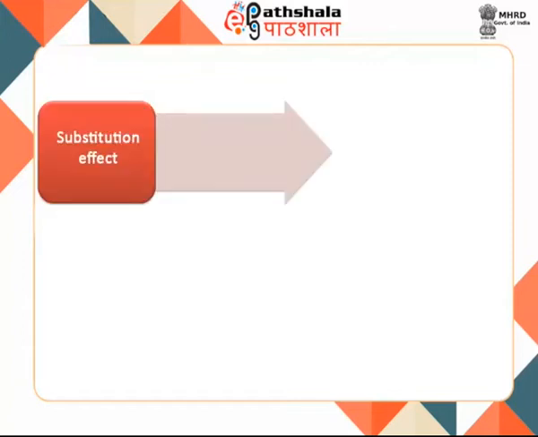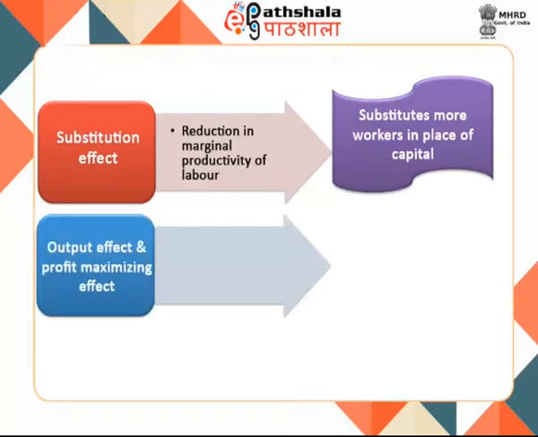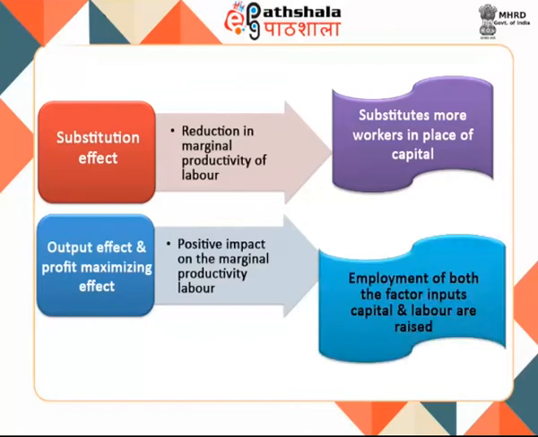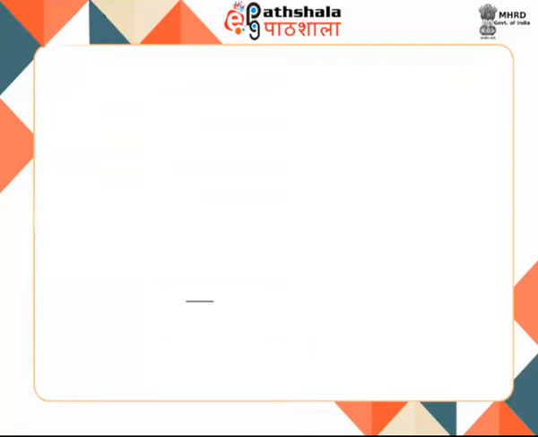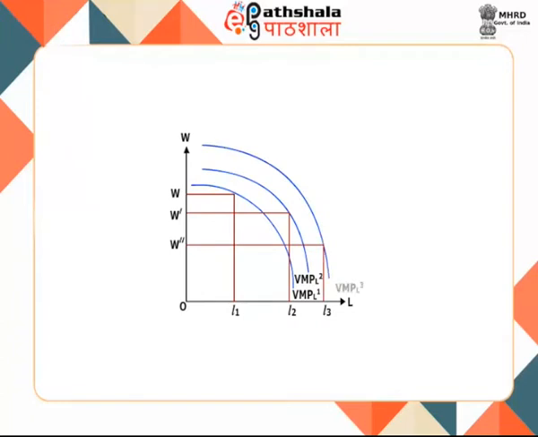The substitution effect leads to a reduction in marginal productivity of labor as it substitutes more workers in place of capital. The output effect and profit maximizing effect both have a positive impact on the marginal productivity of labor. This is because the employment of both the factor inputs, capital and labor, are raised by these two effects. In the figure, this is shown by the rightward shift of the VMPL curve when wage rate declines from W to W dash and to W double dash for a given level of PY bar.